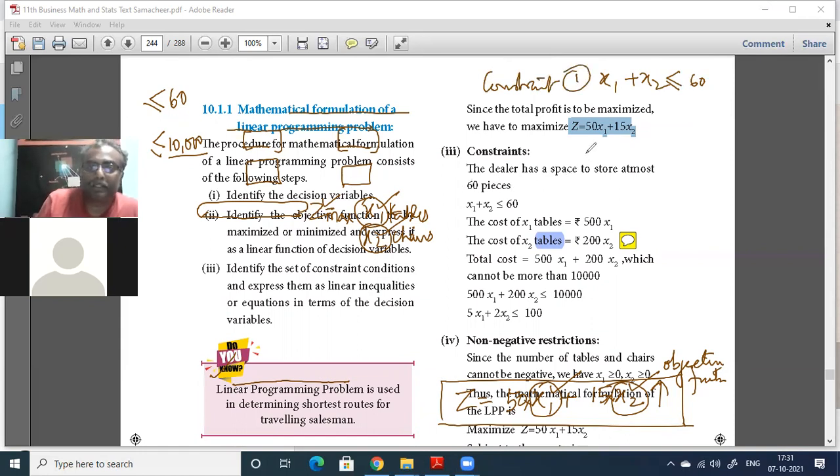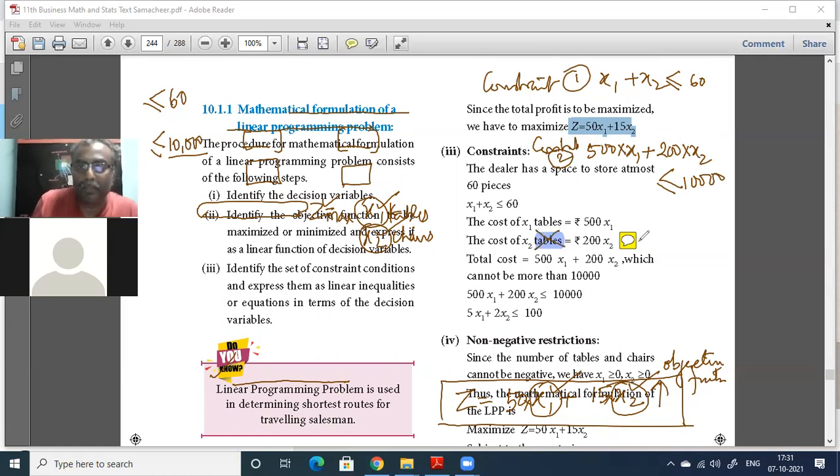Another constraint is that he is buying the chairs and the tables. The cost of one table is 500 rupees, so the total cost of tables will be 500 into x1. Then he is buying the chairs for 200 rupees, each chair costs 200 rupees. He is buying x2 number of chairs. He has only 10,000 rupees, so this cannot exceed 10,000. This is the second constraint. Constraint number 2 is this one.